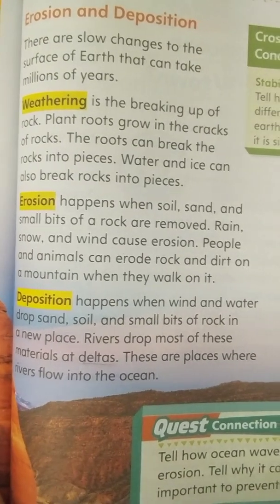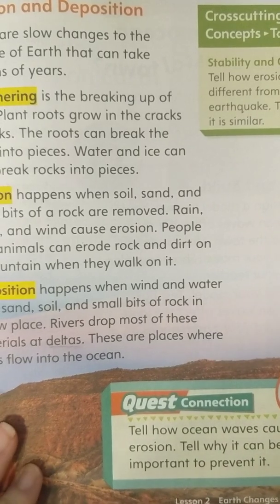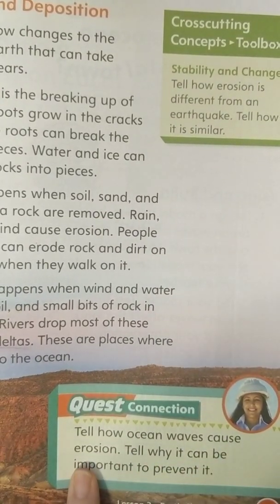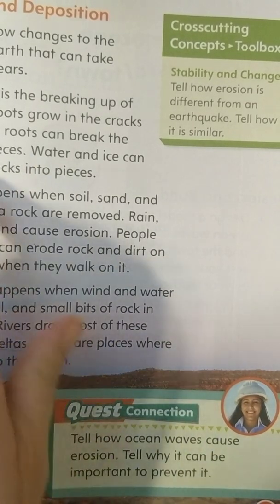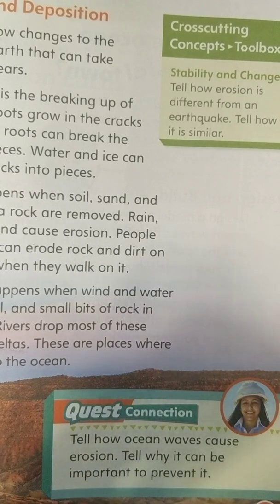Okay, let's see this last question here. Tell how ocean waves cause erosion. They didn't talk about ocean waves here, but let's think about it. When you've been to the beach and you've seen the ocean waves, what do the waves do? Okay, so the waves cause erosion because they're moving the sand. Every time the wave goes up onto the beach, it moves the sand away with it.